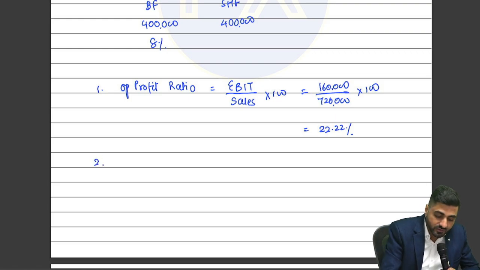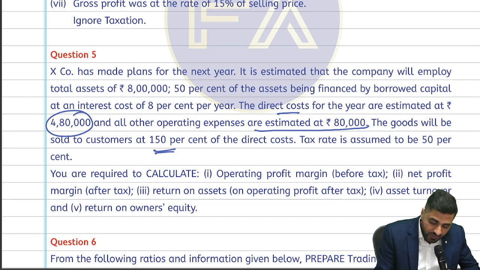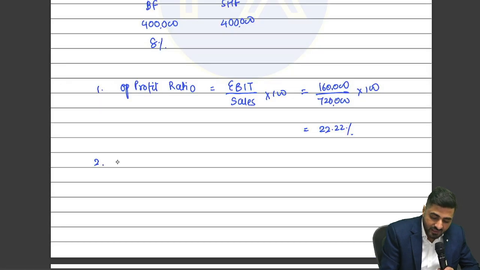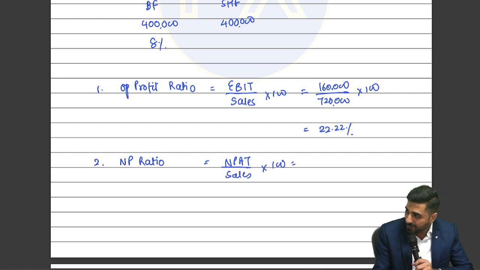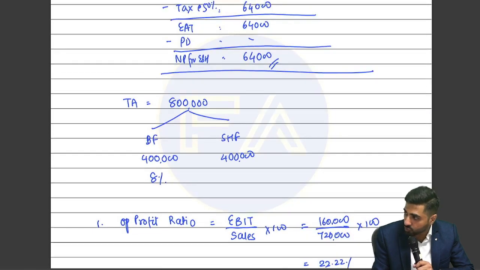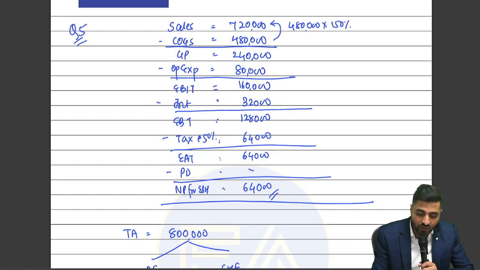What's the second ratio? Net profit margin after tax. Everyone in one voice, what's the formula for net profit ratio? NPAT upon sales. NPAT is already after tax. The net profit ratio is NPAT, and NPAT is already after tax. Again, don't do 1 minus tax. Do you have NPAT in the question?